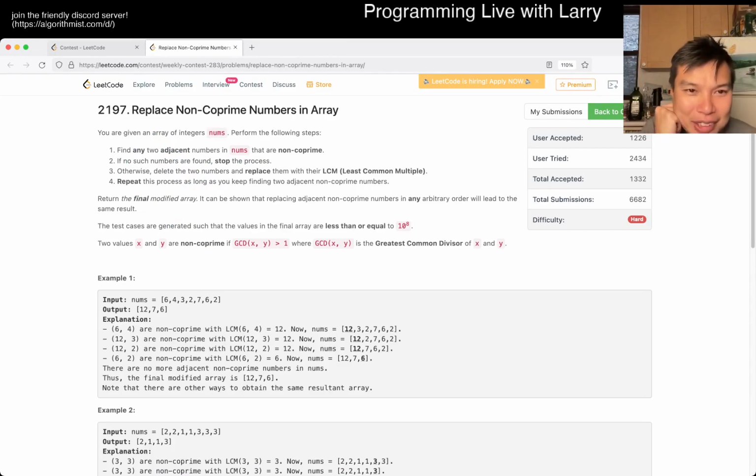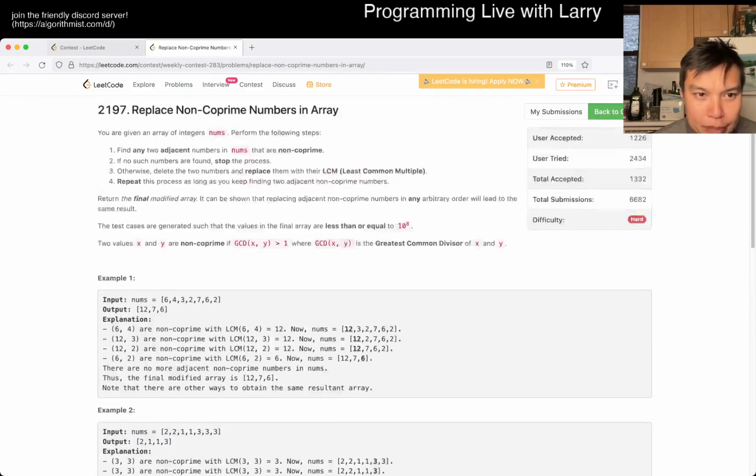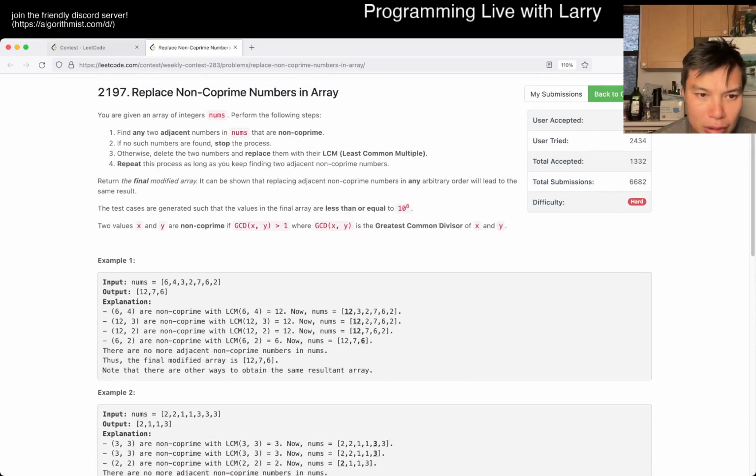You're given an array of integer numbers, performing the non-coprime. Non-coprime, what does that even mean? Okay, that means they have a common denominator, a common factor. Replace with the LCM. They don't even define LCM. Obviously I know what it is, but it's a little bit awkward, not rigorous. Anyway, return a final array; any order will lead to the same result. Huh, that's interesting. So now we have to figure out how to do this.